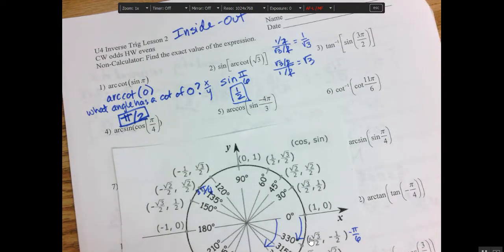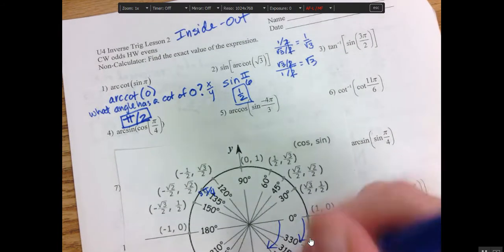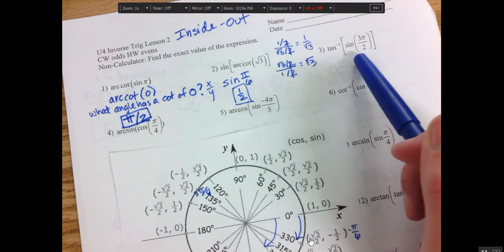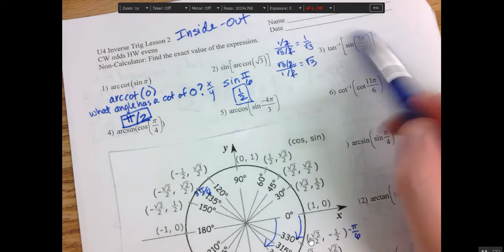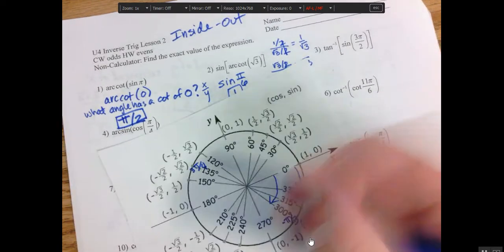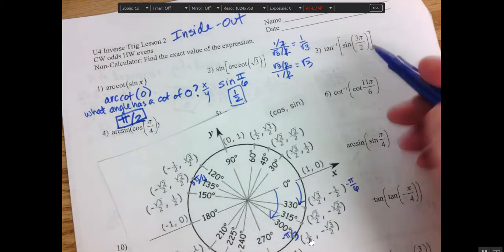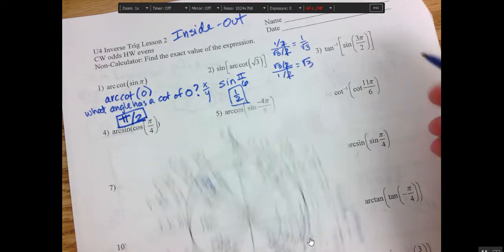Problem 3. You start on the inside. So on the inside it says sine 3 pi over 2. 3 pi over 2 is not between negative pi over 2 and pi over 2. How come I'm allowed to say sine 3 pi over 2? Because it's not inverse, right. So you can still do regular trig functions on the entire unit circle. It's only the inverses that are limited, okay? So sine 3 pi over 2 is down here. I want my y value, which is negative 1.